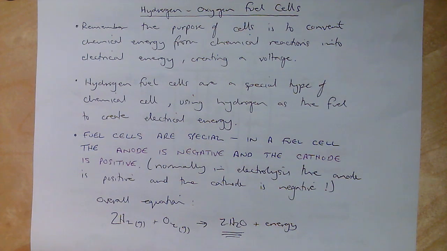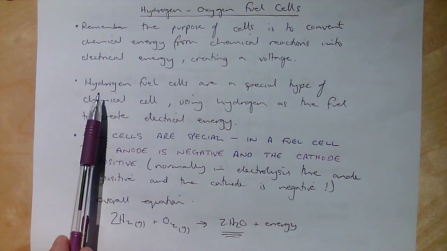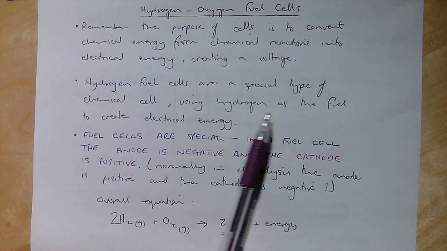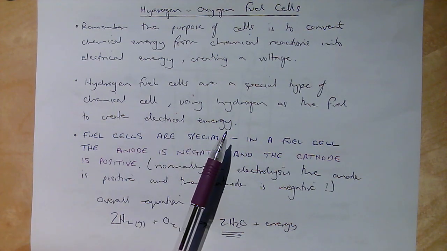Okay, if we remember back to previous videos, the purpose of chemical cells was to convert chemical energy from chemical reactions into electrical energy, and in doing so we just create a voltage. So we use chemical reactions to basically create a voltage and electricity. Well, a special type of chemical cell is the hydrogen fuel cell, and these use hydrogen as the fuel to create the electrical energy. So here we have it. Hydrogen fuel cells are a special type of chemical cell using hydrogen as the fuel to create electrical energy.